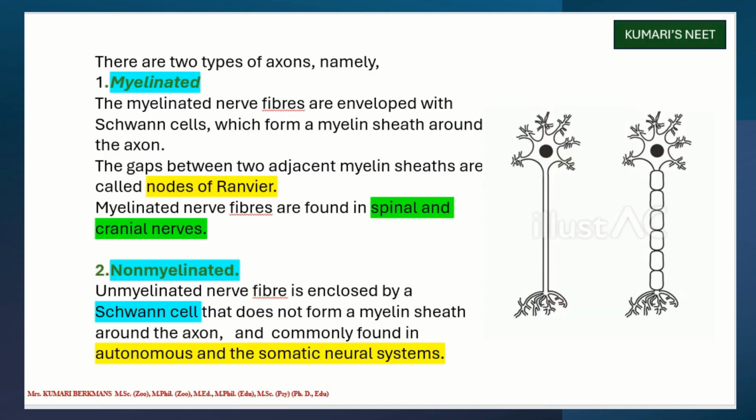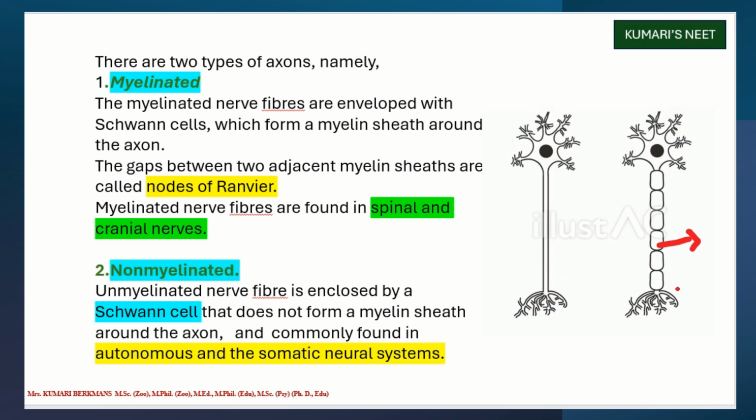And next, the nerves are of two types according to the axon. Okay, types of axon. One is non-myelinated and another one is myelinated. What is myelinated? In the sense, the axon is covered by a myelin sheath. Myelin sheath is nothing but a fat covering. Some axons are not covered by the myelin sheath, so they are called non-myelinated.